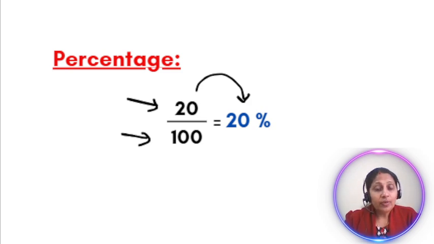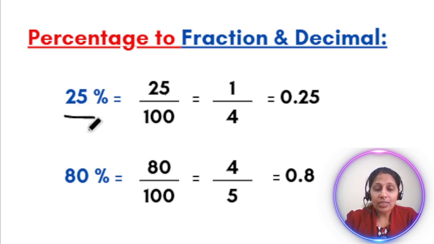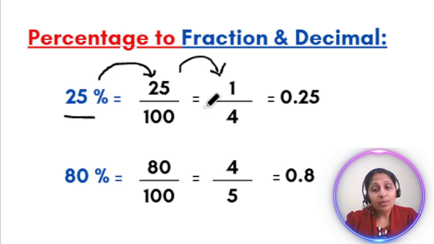Now, how do we convert a percentage to a fraction or a decimal? It's very simple. Say for example, if you have the percentage 25. 25 percentage can be written as 25 by 100. We know that percentage means by 100. So 25 by 100, it's already in the fractional form. But in order to get the better form, we put it in the simplest form, which is 1 by 4. Now if you want the decimal value of it, then directly take the decimal, which is 0.25.